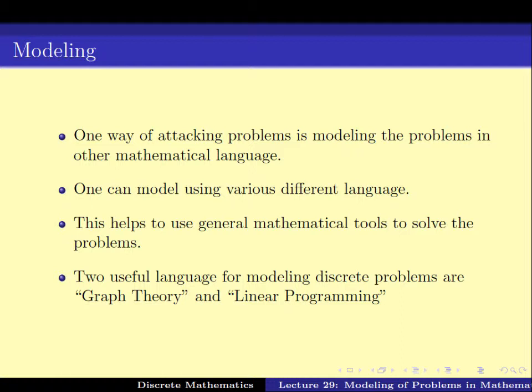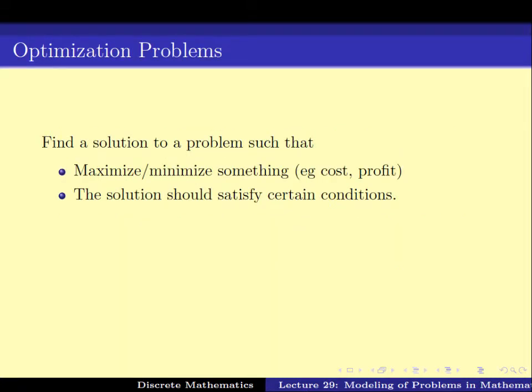Right? So while graph theory we saw is mostly used to represent binary relation, the linear programming is used to solve optimization problems. Now, what do we mean by optimization problem? It means that we want to maximize or minimize something, say for example cost of something or profit of something and so on, under certain conditions being satisfied.